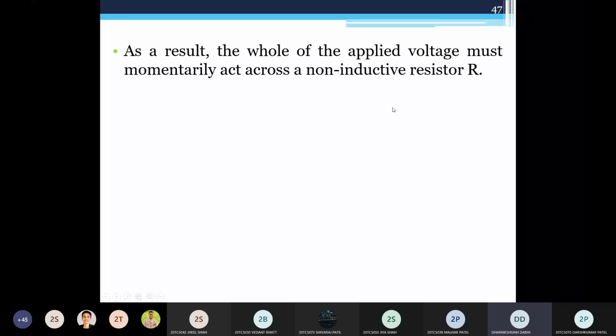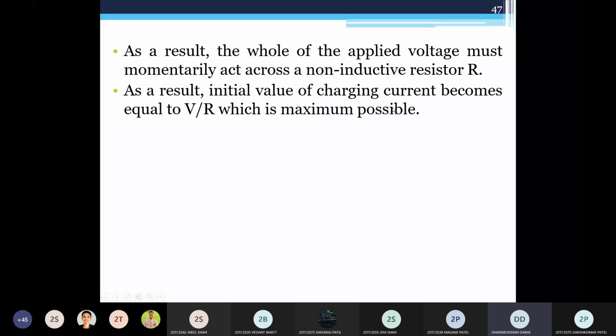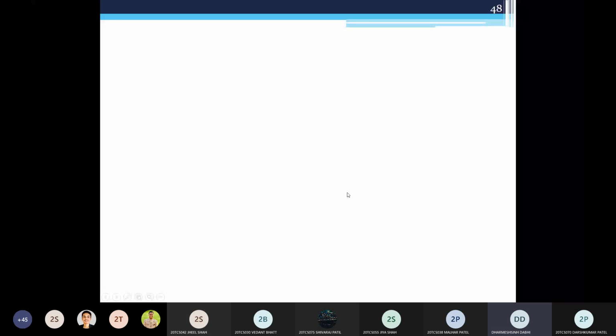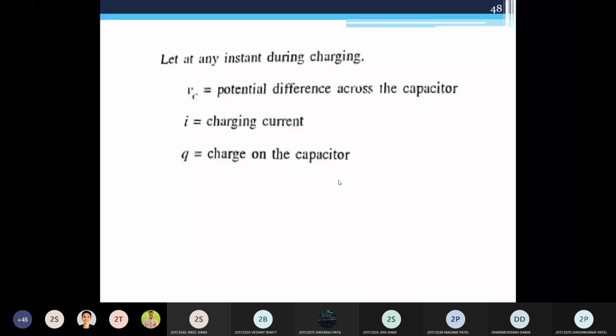So after closing the switch, the capacitor starts charging and the voltage across it increases gradually up to the same as the supply voltage. And once it becomes the supply voltage, the charging process of the capacitor is over. It means we can say that your capacitor is fully charged. Clear? So let's understand this process mathematically. Let's assume that at an instant during the charging, the potential difference across the capacitor is small vc. Okay, not capital Vs. It is small vc.